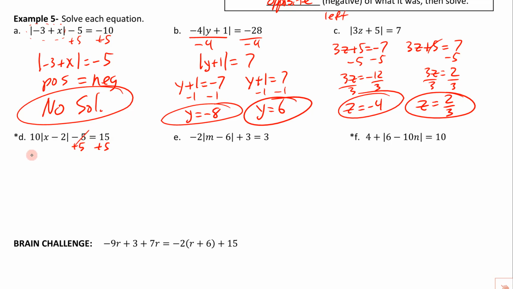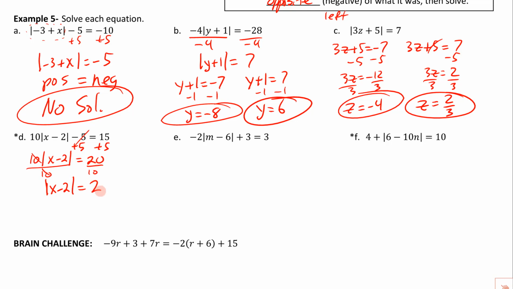Let's see, that's going to be 10 times the absolute value of x minus 2. We get a 20 over here. I think the reason this has an asterisk is this is going to take a couple of steps to get there. We've got to get rid of the 10. It's still not isolated, so we're going to divide both sides by 10. So we get the absolute value of x minus 2, and 20 divided by 10 is 2.